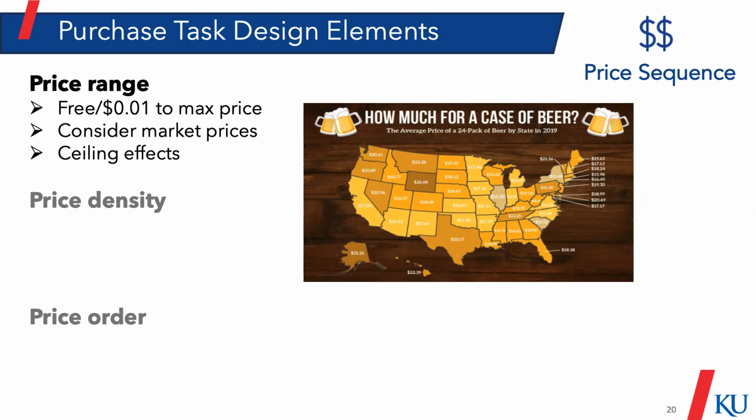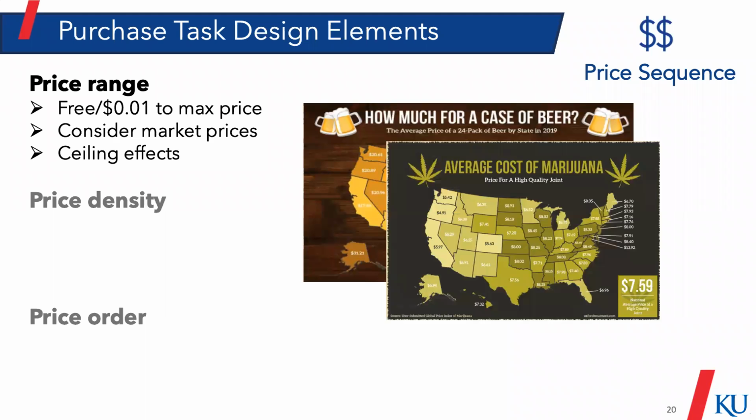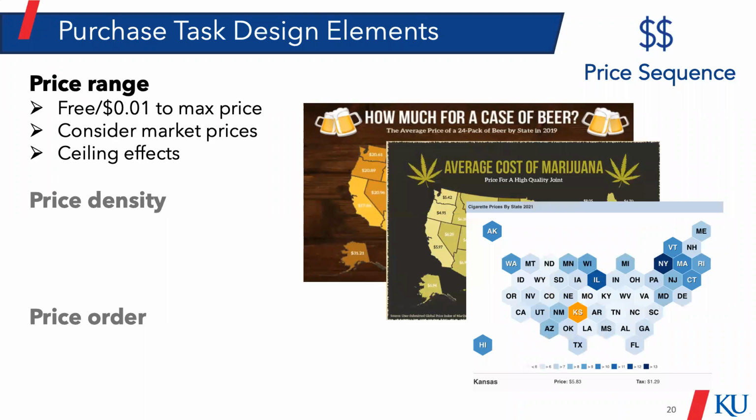These graphs are not necessarily scientifically accurate, but they are based on consumer data. So this is the average price for a case of beer across the United States, the average cost of a marijuana joint across the United States. Again, the extent to which these are scientifically valid is debatable, but they give you a place to start at least. This is data on cigarette prices by state. And you can see in all these graphs, there's different shades. The important thing there is that there's variability in the market price.